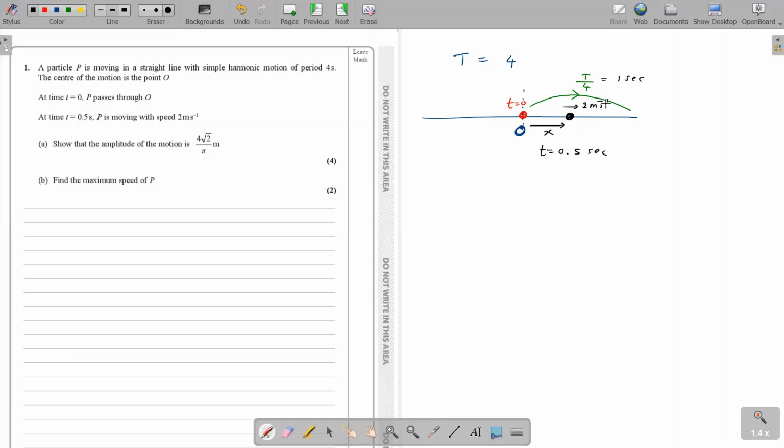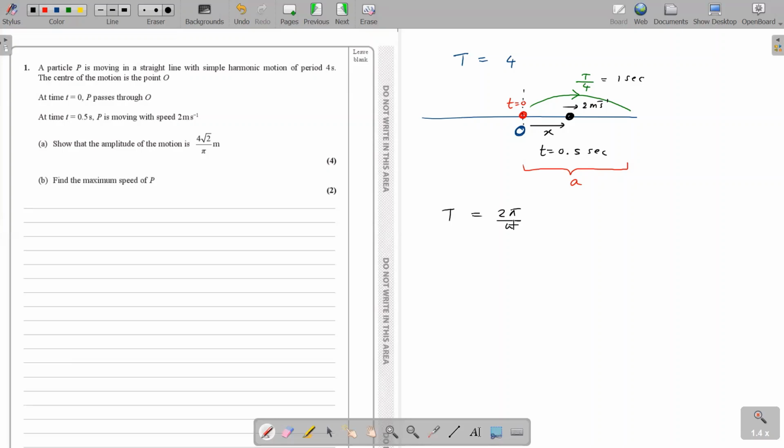So now how do we get this? Show that. How do I get the amplitude? The amplitude is this length here. How do I get this amplitude, this full length? What we can do here is, first, we'll use the equation for periodic motion: T is equal to 2 pi over omega, right? This is one of the main equations that we use.